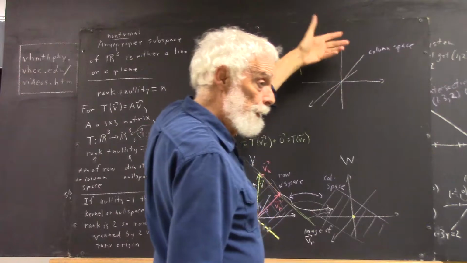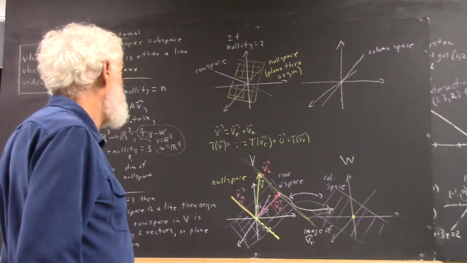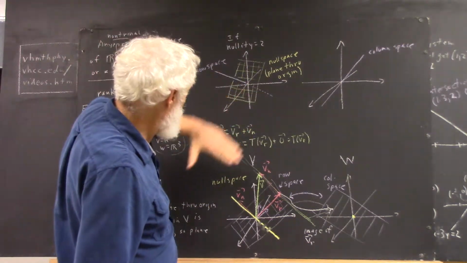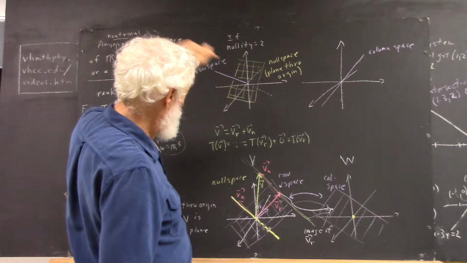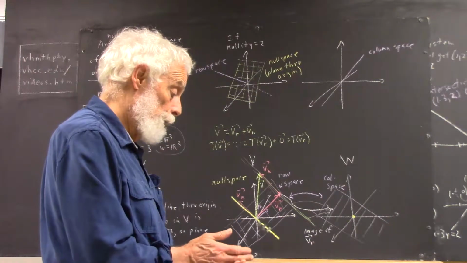You know, it could be at any angle depending on the transformation, as could your row space. And your null space would be a plane through the origin. Okay, so maybe your plane is kind of like this through the origin. Your row space is kind of like this, perpendicular to the null space, because it has to be perpendicular to the null space.